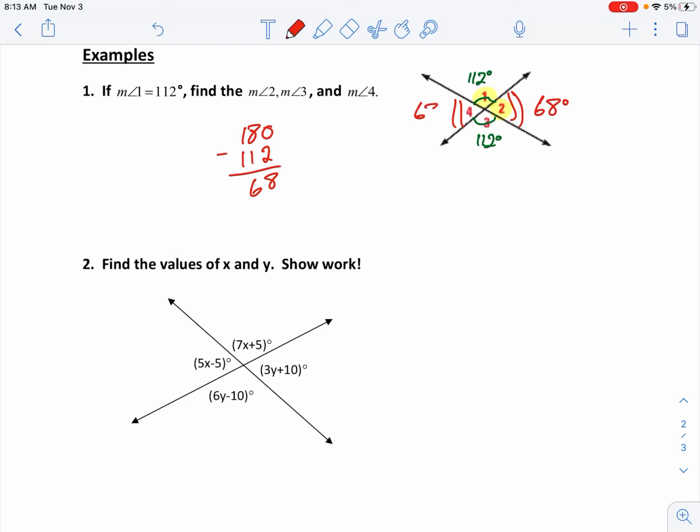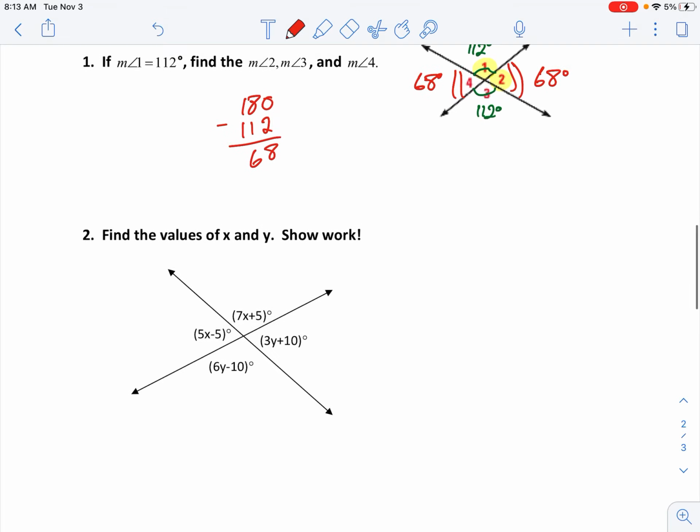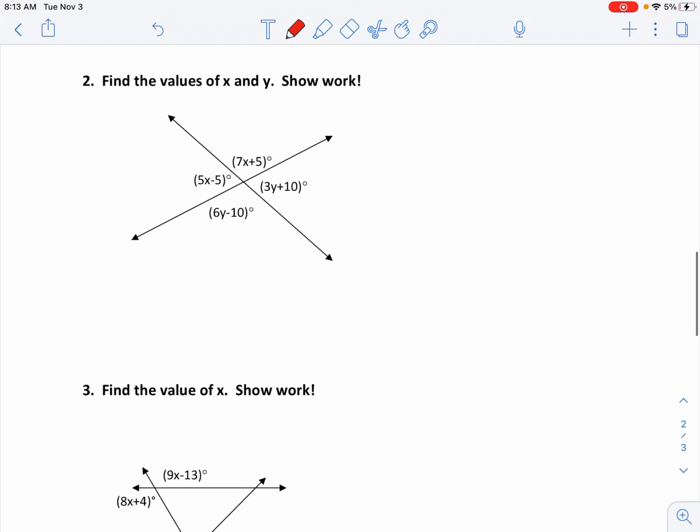So we have 68 degrees, which makes this one be 68 degrees as well. And if you add up all four of these angles, you'll get 360 because a full rotation is 360. Okay, now we're going to use a little bit more in-depth algebra.